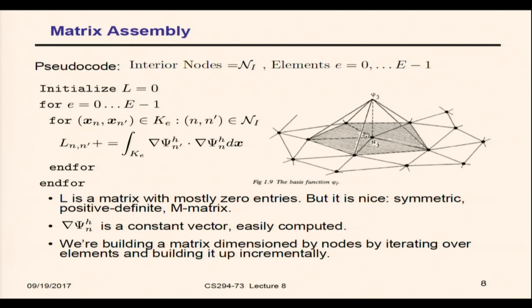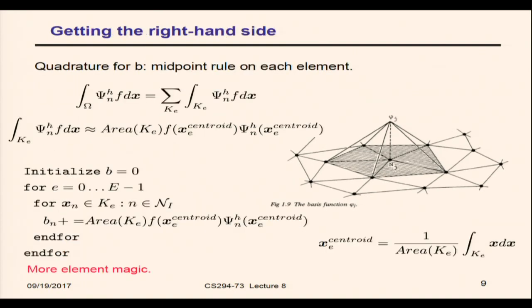Now, how hard is this to compute? Well, these are linear on each element. That means grad psi of n and grad psi of n prime are constants. They're just vectors, and you can compute the dot product of two vectors. But again, the trick here, and it's a bit of magic special to finite elements, is that we're building up a matrix dimensioned by nodes by iterating over elements and building it up incrementally. That's a standard pattern in the finite element world of organizing yourself. You have some sort of substructuring like this, elements, and that allows you to build up matrices that are less structured but have a nice orderly way of building them because of the substructure.